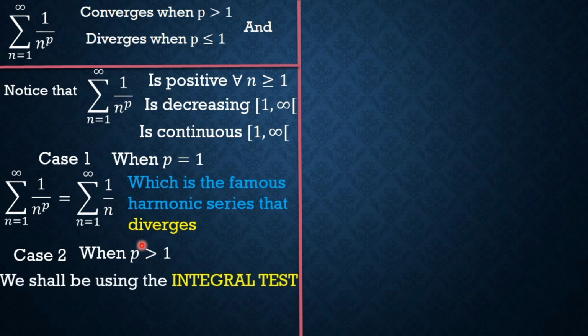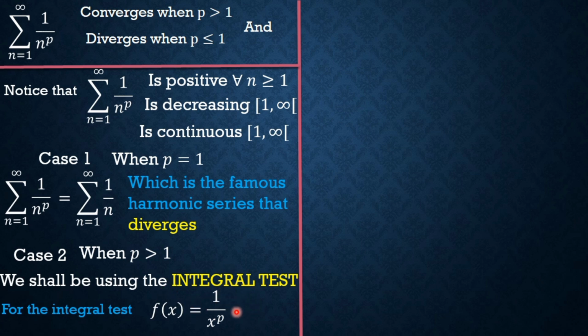And we know that for the integral test, all we need to do is define some function such as f of x, which is equal to 1 over x raised to the power p. We are simply going to replace our n with x, and we define a function like I have here, f of x equals 1 over x raised to the power p.